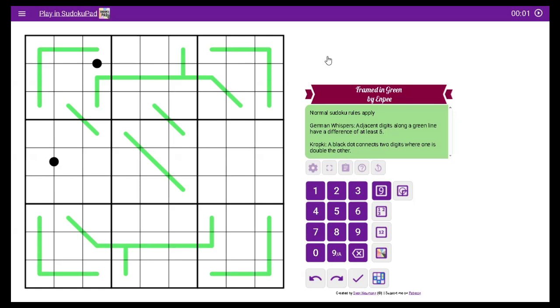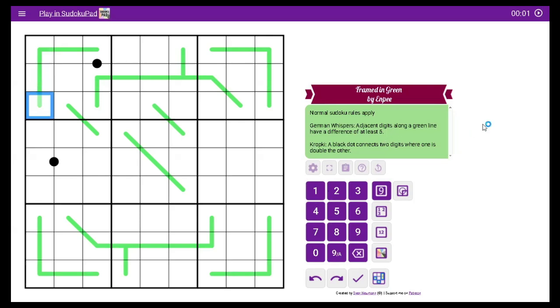Okay, welcome back, guys. Today I'm going to be trying Framed in Green by Enpee. Normal Sudoku rules apply, that is, place the digits 1 to 9 once each in every row, every column, and every 3 by 3 box. German whispers: adjacent digits along a green line have a difference of at least 5. So for instance, if this were, let's say, 4, this cell would have to be at least 5 from 4, which means it would have to be a 9.